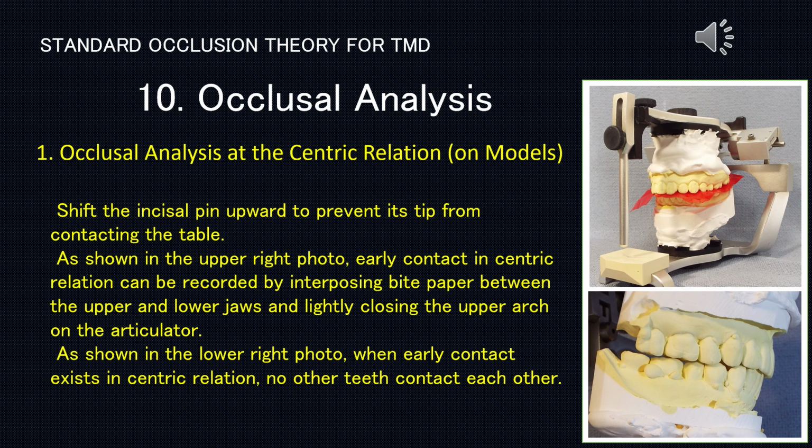1. Occlusal analysis at the centric relation on models. Shift the incisal pin upward to prevent its tip from contacting the table. As shown in the upper right photo, early contact in centric relation can be recorded by interposing bite paper between the upper and lower jaws and lightly closing the upper arch on the articulator. As shown in the lower right photo, when early contact exists in centric relation, no other teeth contact each other.